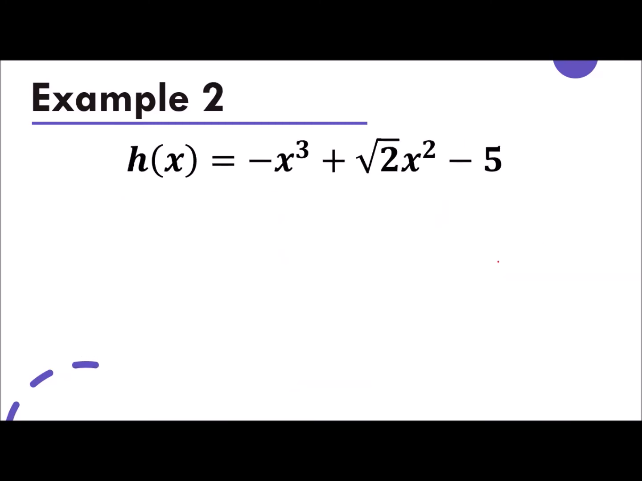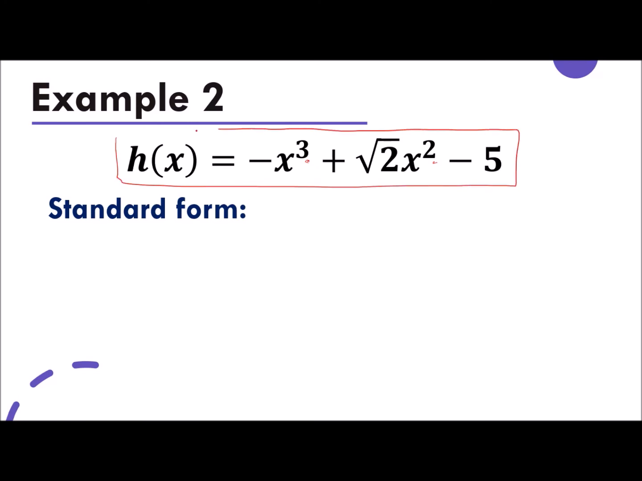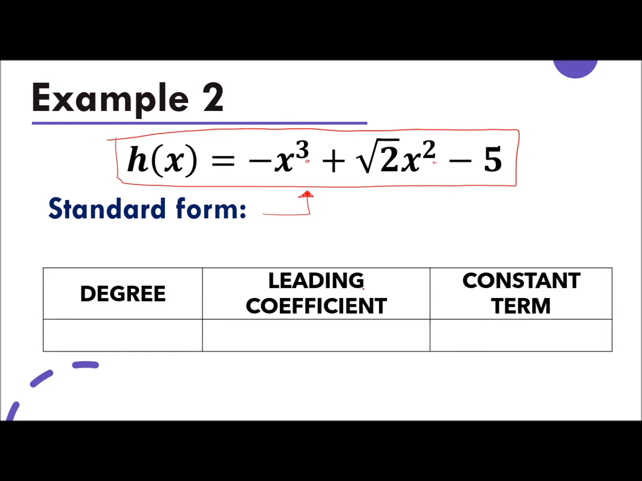H of x is equal to negative x cubed plus the square root of 2x squared minus 5. Again, let us arrange it properly to write it in its standard form. So as you can notice, 3, 2, and then constant na. So ibig sabihin, naka-arrange na siya. So ibig sabihin, ito ay nakasulat na sa standard form and no need to rewrite it. Okay? Now, let us proceed on identifying the degree.